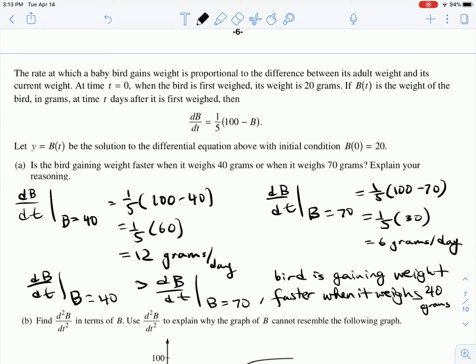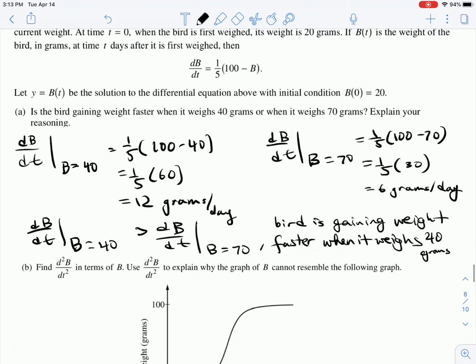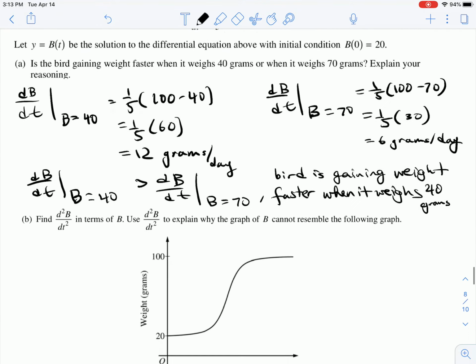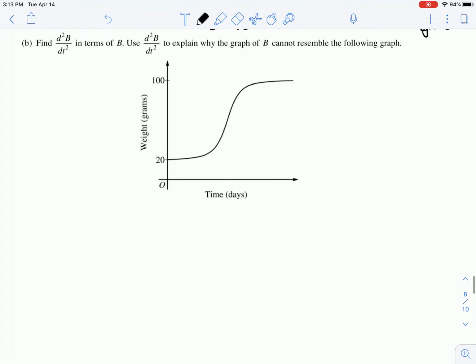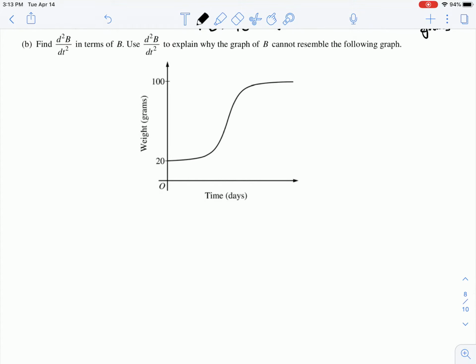Okay, all right, so that's the first part. So we were able to figure out the bird is gaining weight faster when it weighs 40 than when it weighs 70. Now in the second part here, they're giving us this second derivative, or they want us to find that, but what they are giving us is a possible graph. So the first thing we want to find is this second derivative, or the second differential equation, and we want to explain why this graph here cannot resemble what the actual graph of B is.